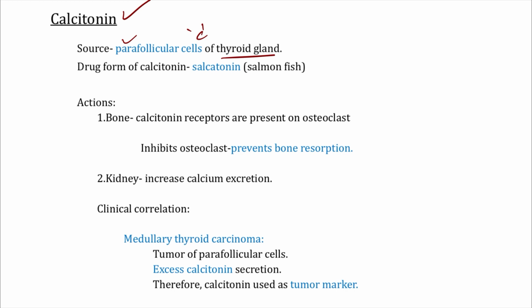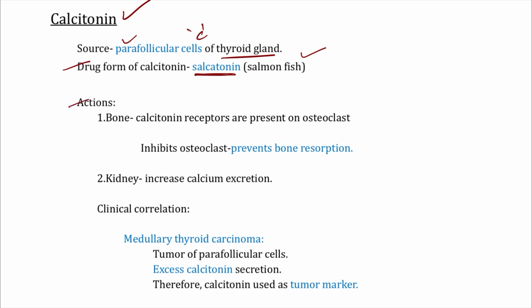Very important. Now, sir, we can also produce the action of calcitonin using certain drug forms. What are those drug forms? Those drug forms of calcitonin are, see here, very important, salcatonin. The source is salmon fish. That's why the name is salcatonin. Now we will see the actions of calcitonin.